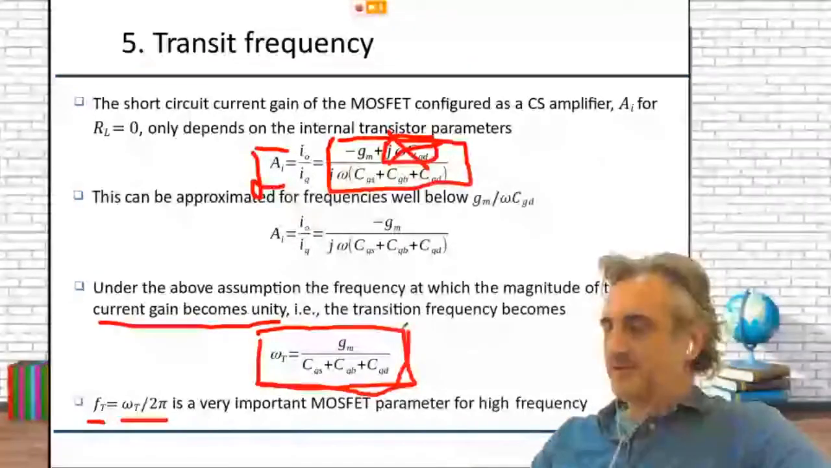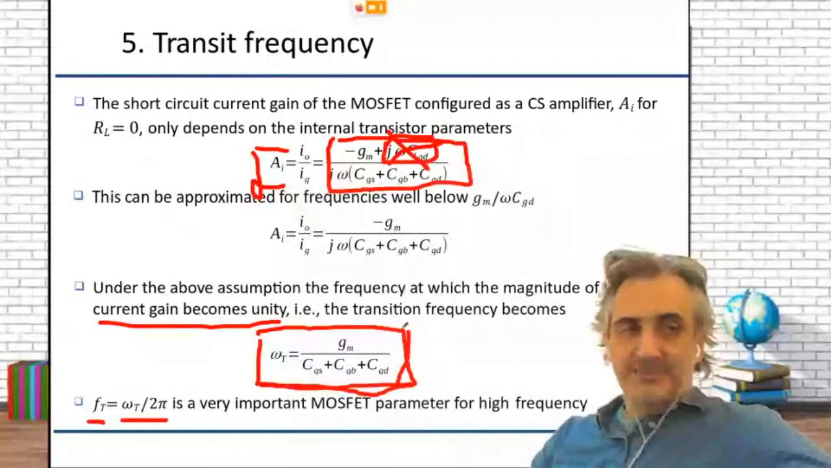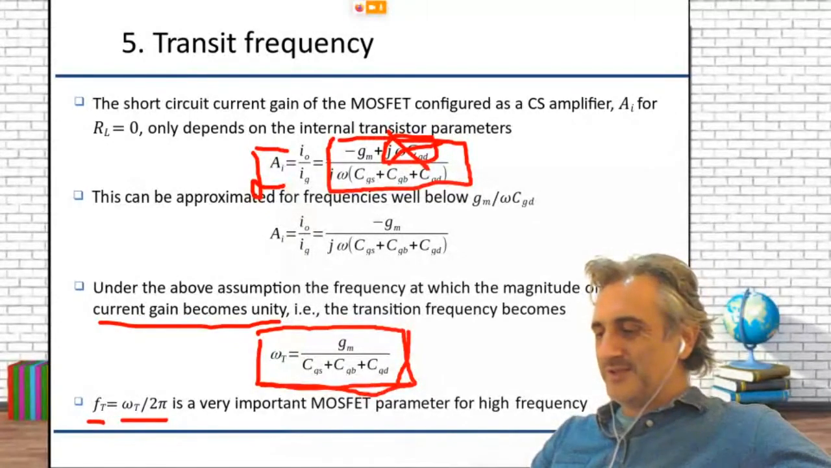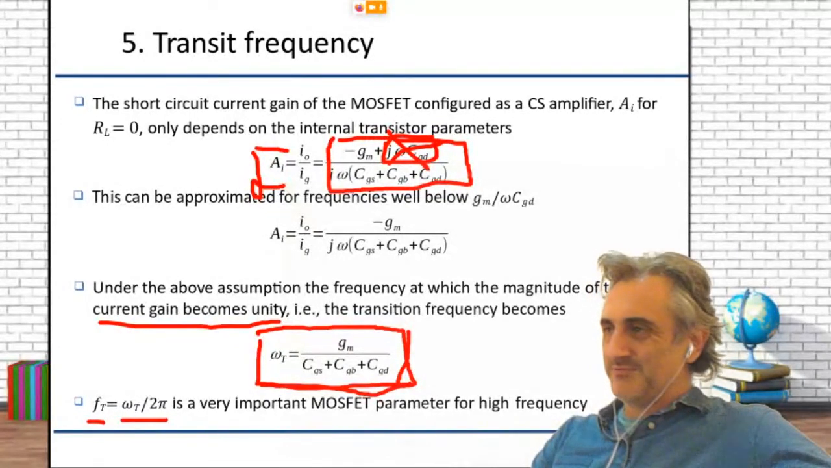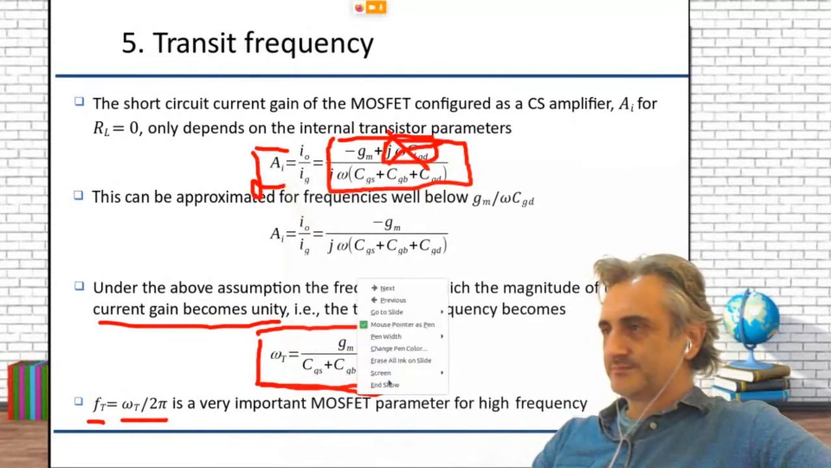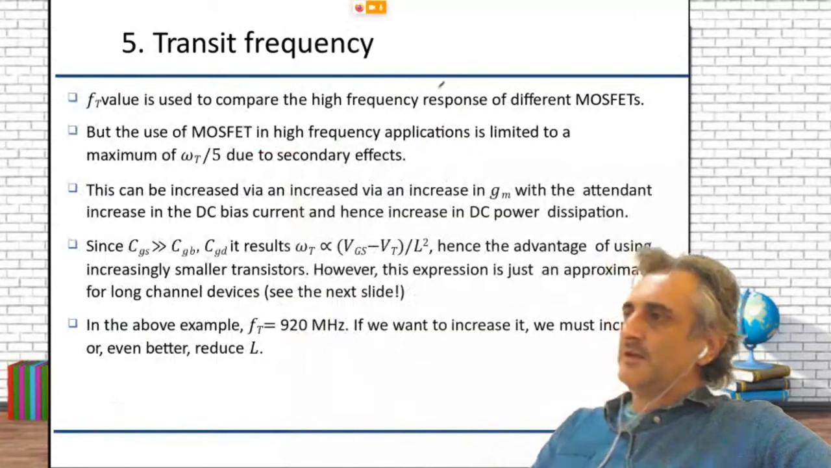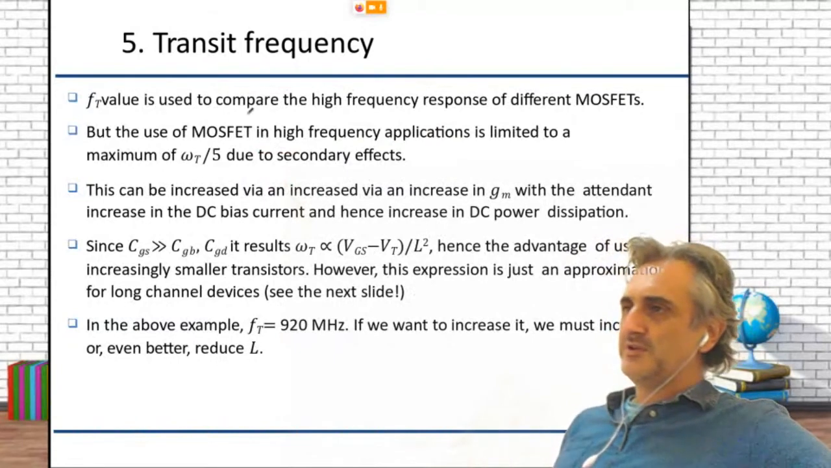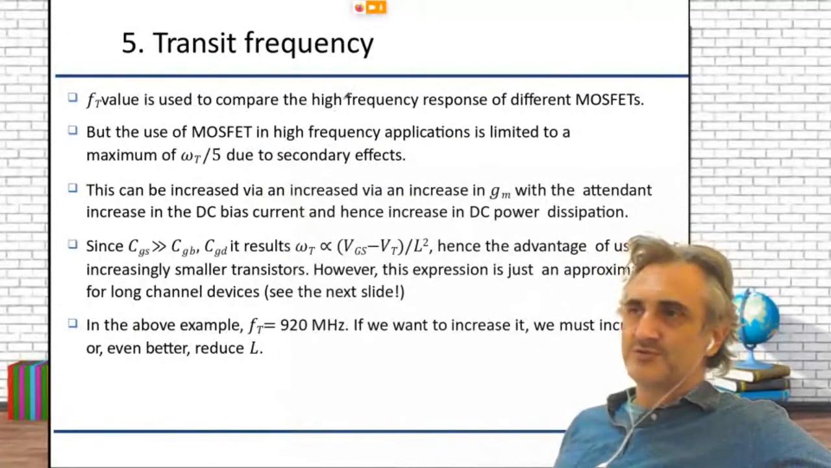It means how fast our device can be, because if the current gain is less than 1 and you are trying to drive something with it, it's better to feed it directly than to use this amplifier. So this transit frequency is an important figure of merit, because we use it to compare the high frequency response of different MOSFETs, and in general different devices.